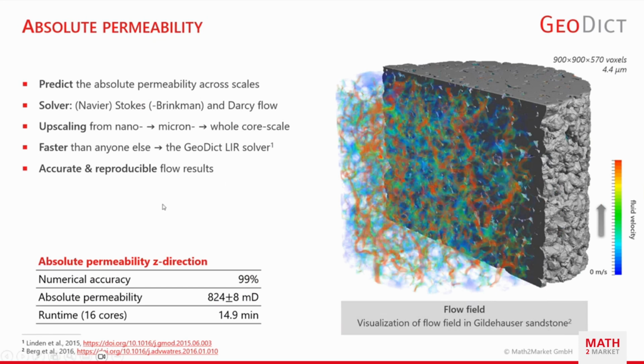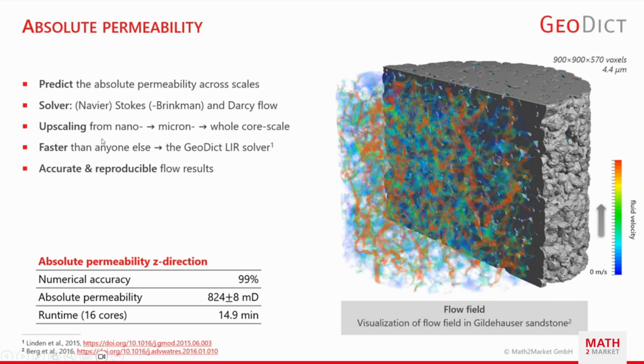Part of the routine core analysis is also the absolute permeability. So you can predict the absolute permeability across scales, using the Stokes solver, which can typically also be extended with the Navier and the Brinkman terms. And we have a Darcy flow solver for unresolved structures, where we are giving in matrix permeability. So basically we can do upscaling from nano to micro to whole core scale. Of course, there are difficulties, as we've just learned, but there's something that can be set up.